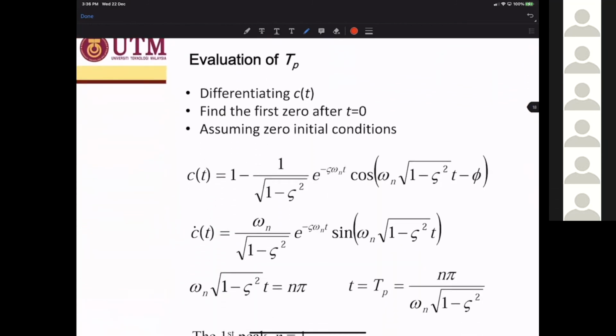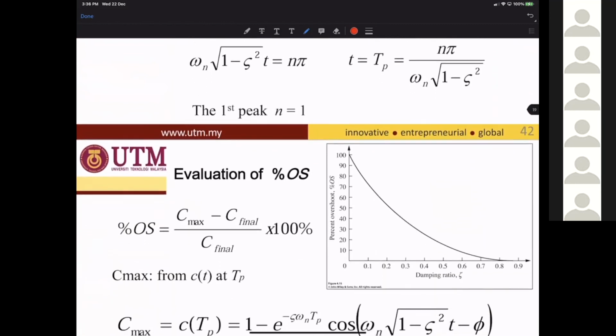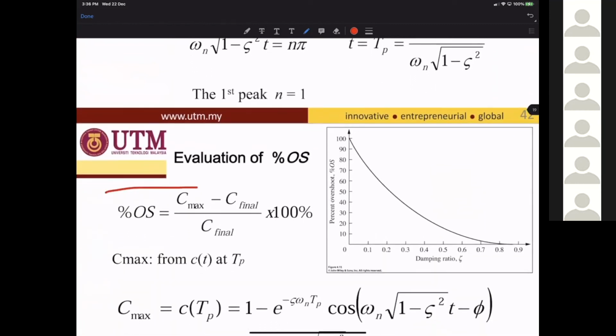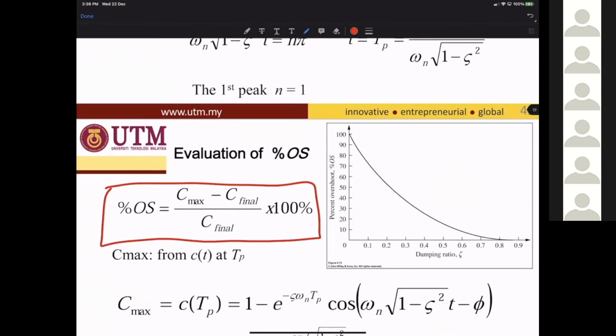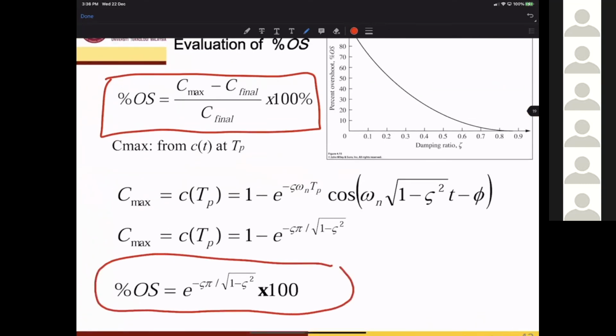Guys, understand? Yes, Doctor. Okay. Evaluation of peak time we can derive by differentiating c of t and finding the first zero after t equal to 0, and assuming zero initial conditions. By using this formula, you can get the overshoot percentage, and this relation can be expressed in this formula.